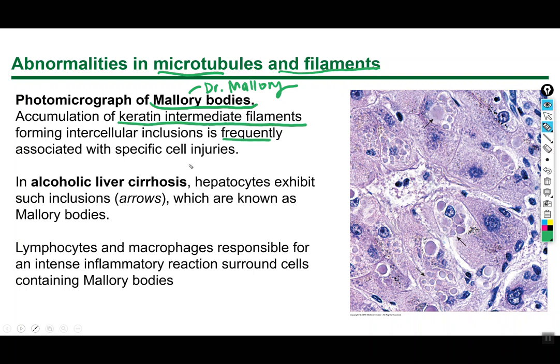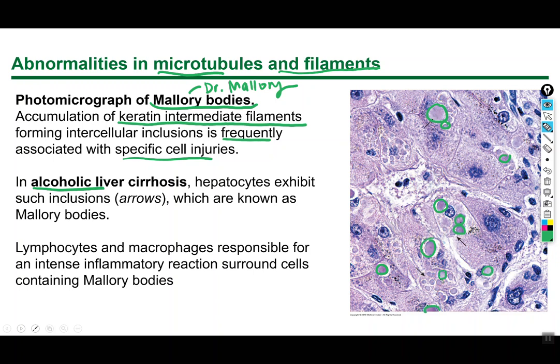And they're frequently associated with very specific cell injuries. So cirrhosis, which most humans acquire by alcoholism, so the chronic overconsumption of alcohol, causes hepatocytes to malfunction in a way that generates Mallory bodies. So the arrows here, and I'll circle these too, are pointing to Mallory bodies in a cirrhotic liver.